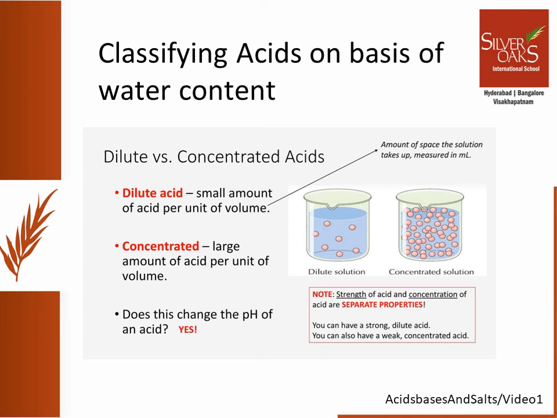The third and the last way to classify acids is on the basis of water content. How much water does a particular acid have? Based on that, we can term it as dilute acids or concentrated acids. If you remember, we have learnt about saturated and unsaturated solutions. The same concept is applied to dilute and concentrated acids. So dilute acids have a small amount of acid per unit volume, whereas in concentrated acid, there is a large amount of acid per unit volume.